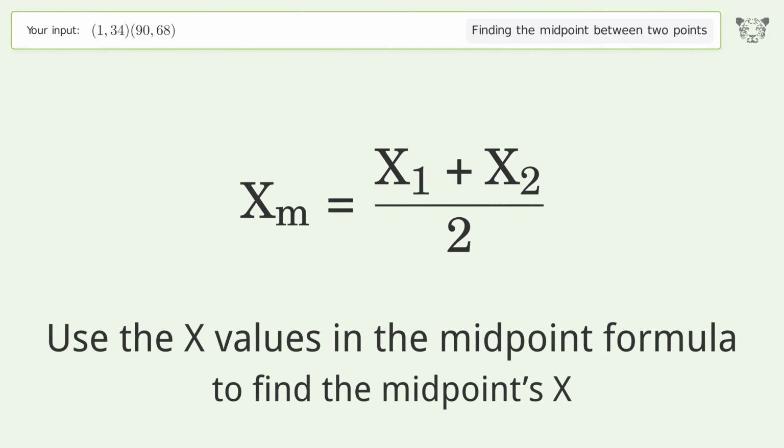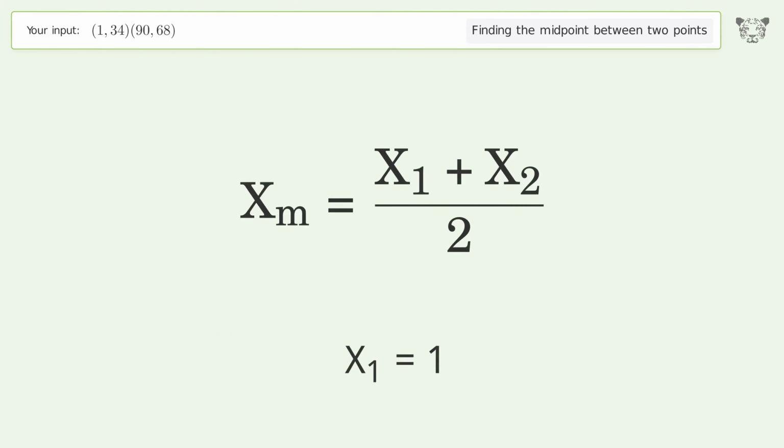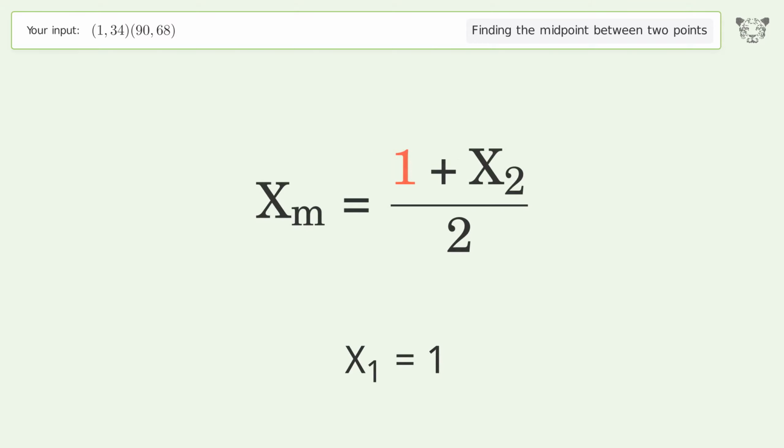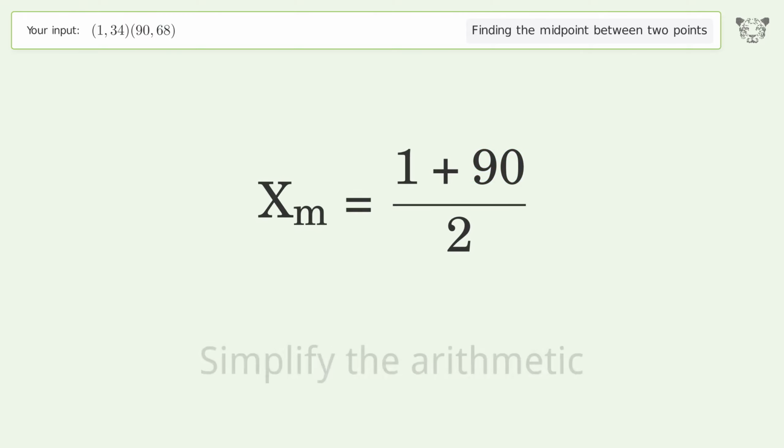Use the x values in the midpoint formula to find the midpoint's x. x1 equals 1. x2 equals 90. Simplify the arithmetic.